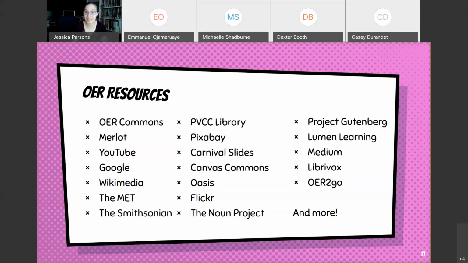The PVCC library has a ton of resources that you can use for OER. Our new OER librarian, Samantha Lang, has an amazing treasure trove of ideas for OER materials. And the OER specialists, we now work inside the library hand in hand with the librarians, which is a fantastic resource for us and for faculty as well.